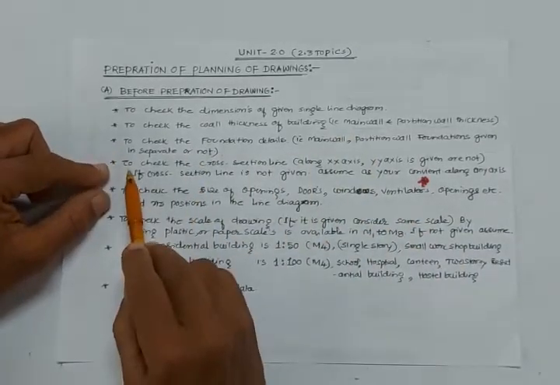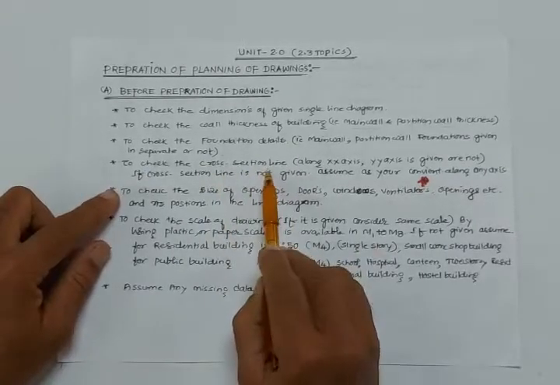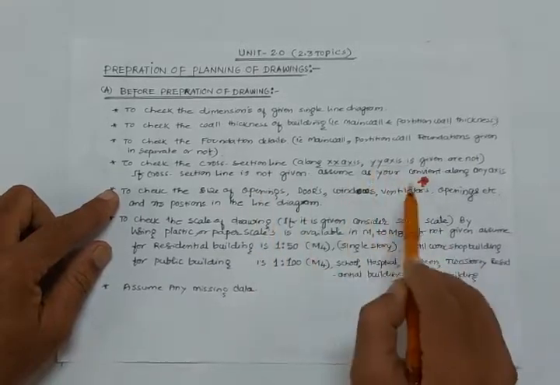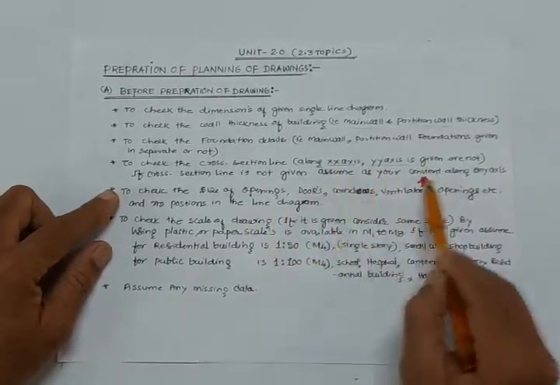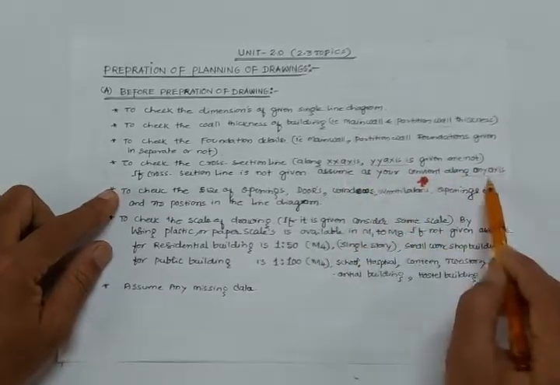And next one is to check the cross section of the lines. Here the cross section of the line is along the x axis or y axis. Suppose in the question paper any cross section is not given, then according to your convenience you take it in any axis, it may be x axis or y axis.